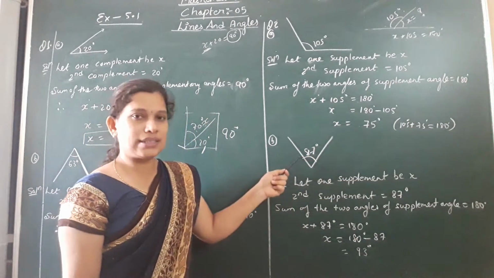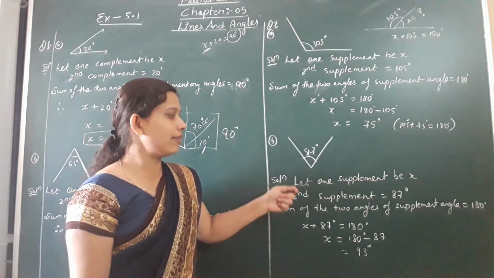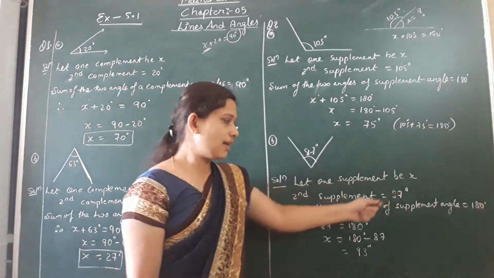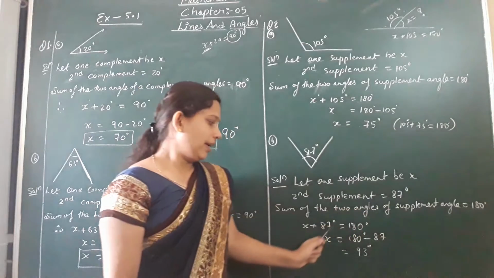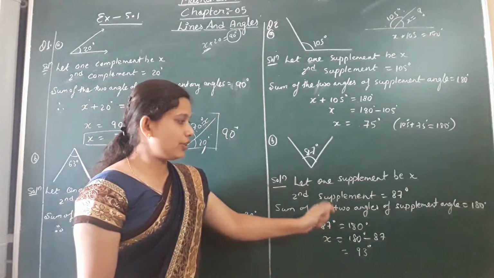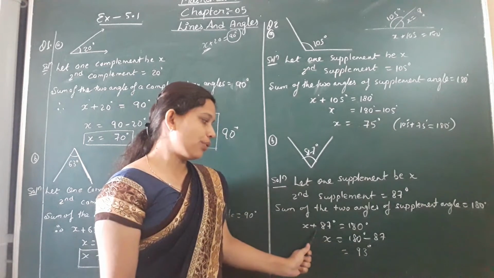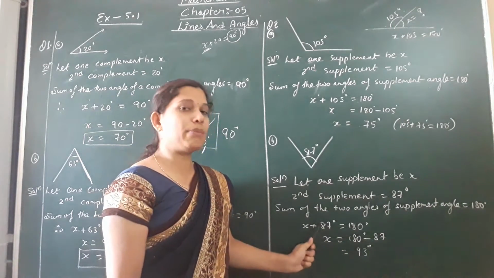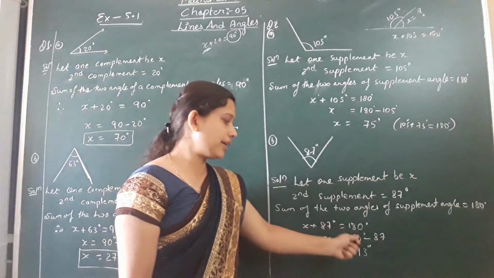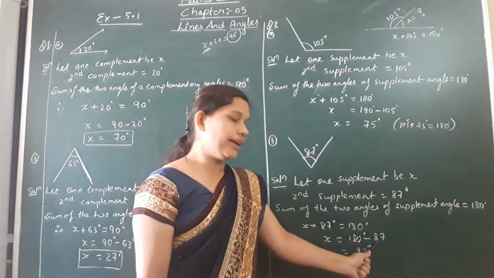Similarly, for 87, the second supplement angle is given. The first one we will consider as x. The second is given as 87. According to the definition of supplement, x plus 87 is equal to 180. We are going to subtract this 87 by transposing it from the left hand side to the right hand side. It will become 180 minus 87.